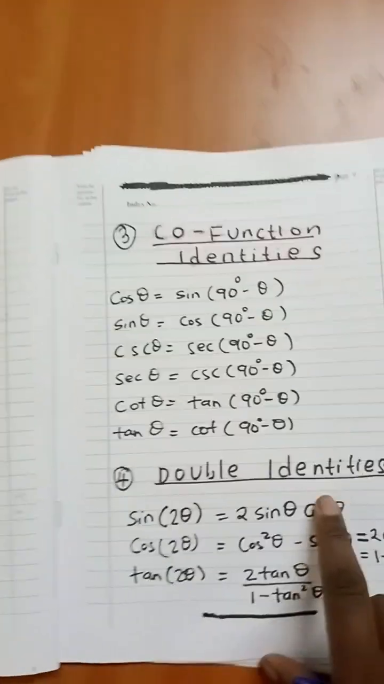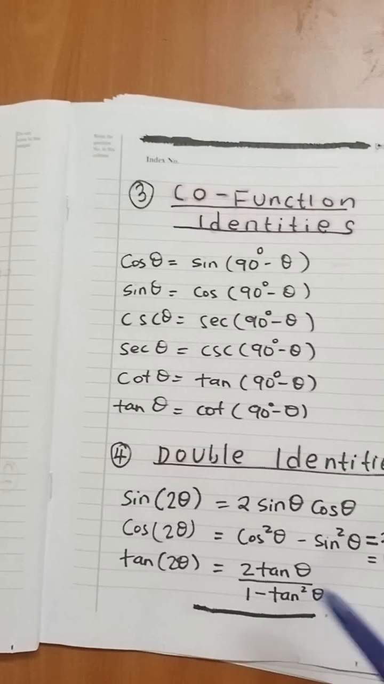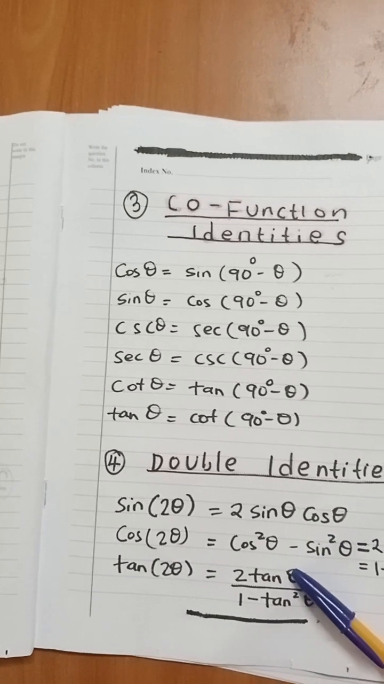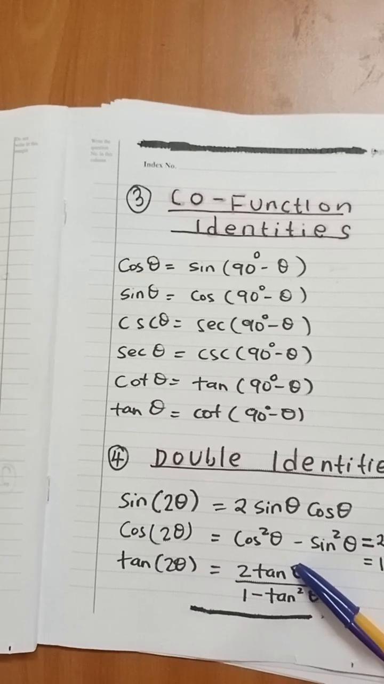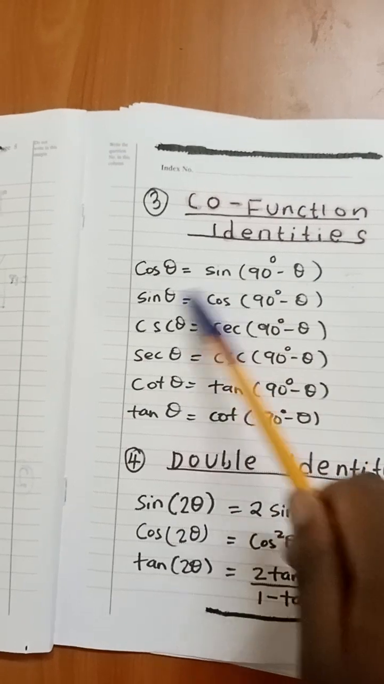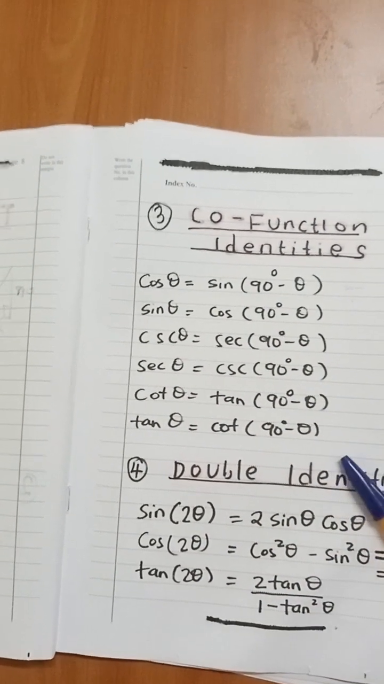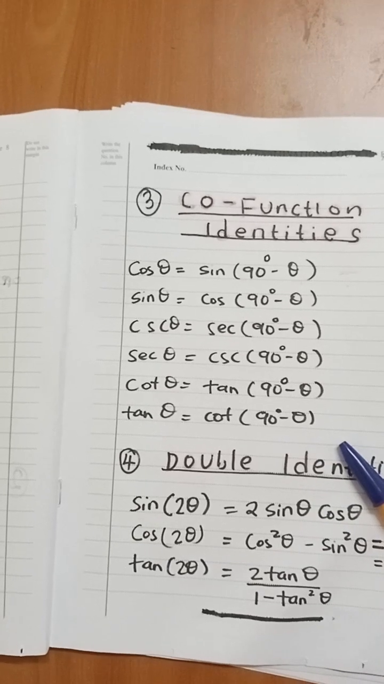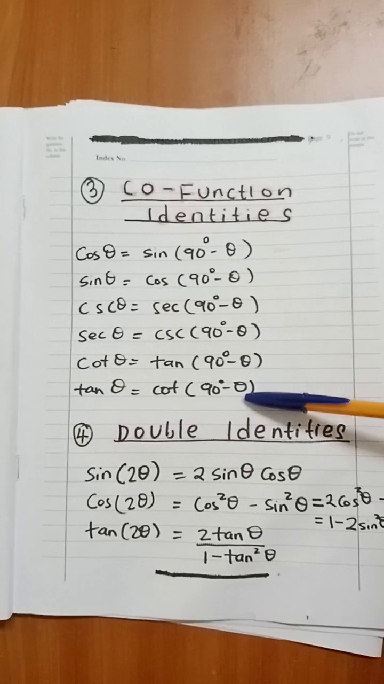The next one I'm going to look at is called the cofunction identities. If the two angles add up to 90, then cos theta is the same as sin of 90 minus theta. And it's true, you can even prove with your calculator that cos 30 is the same as sin 60. Then it follows for all the other identities.